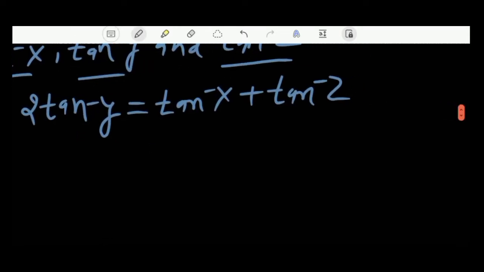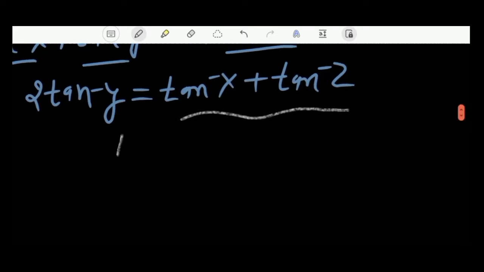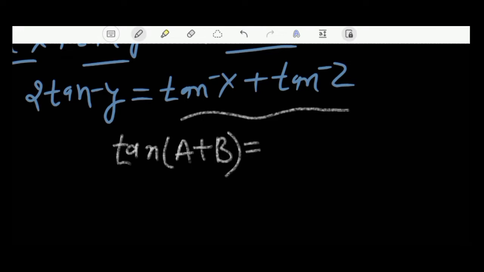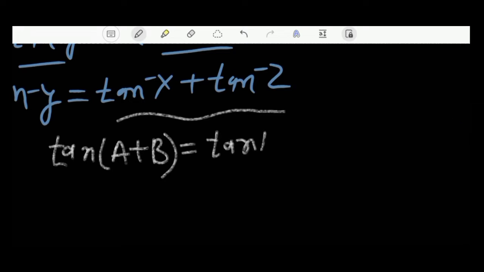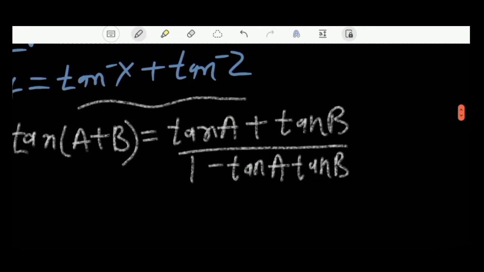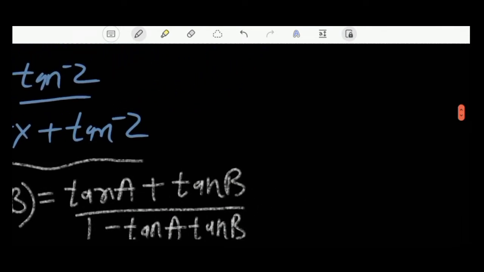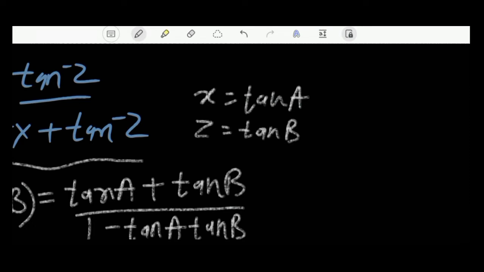Okay, so now here we can use our trigonometric formula of tan A plus B, which is equal to tan A plus tan B upon 1 minus tan A tan B. So here x is equal to tan A and z is equal to tan B.